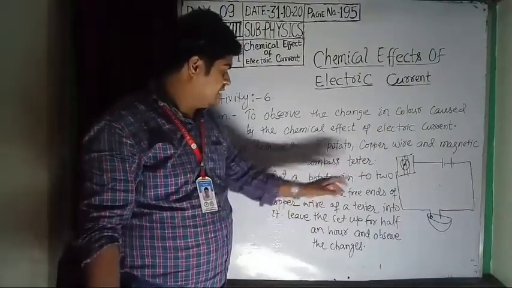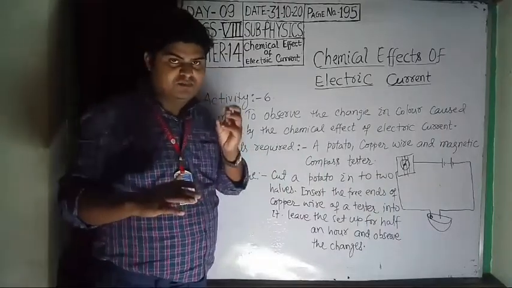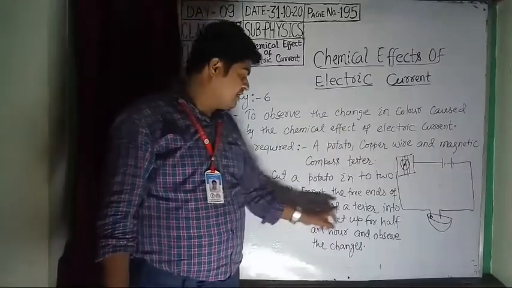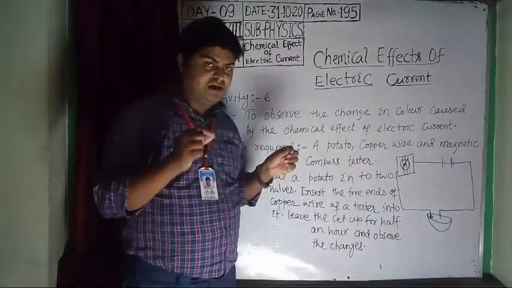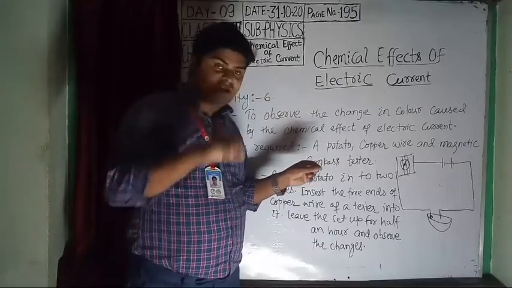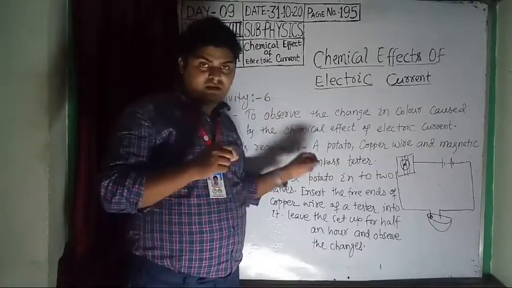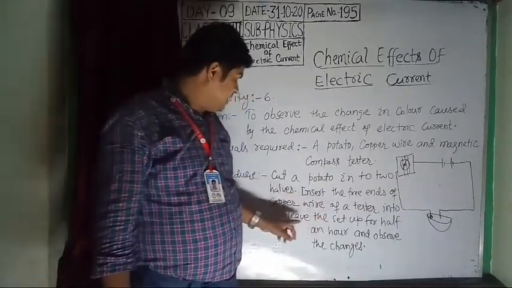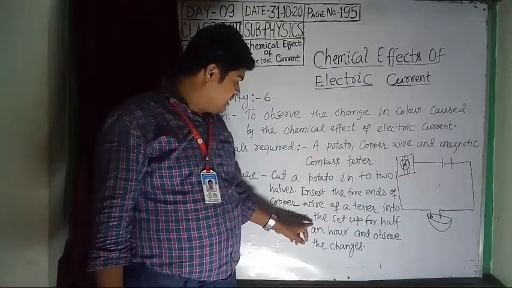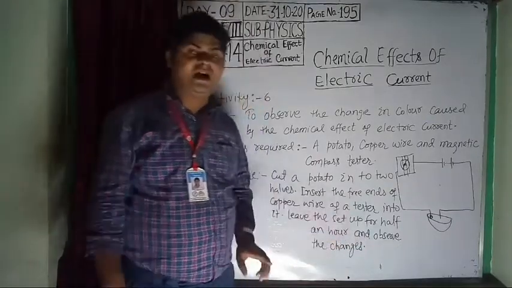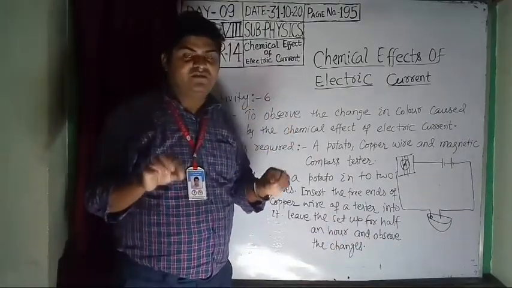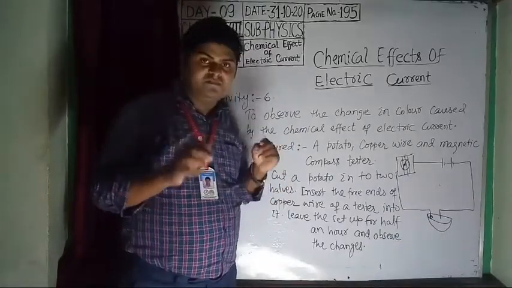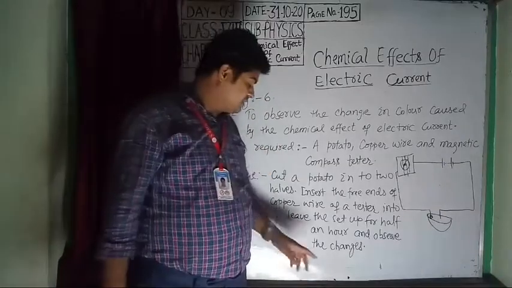Cut a potato into two halves. First of all, you will take a potato and cut it into two halves. Then insert the free ends of the copper wire of the magnetic compass tester in the potato. Leave the setup for half an hour and observe the changes.